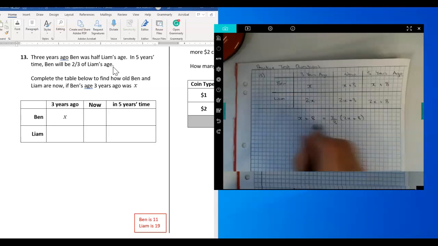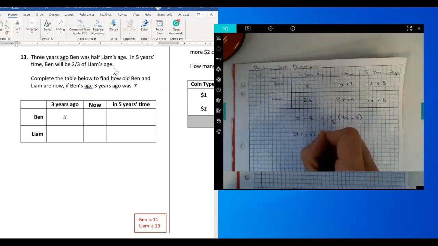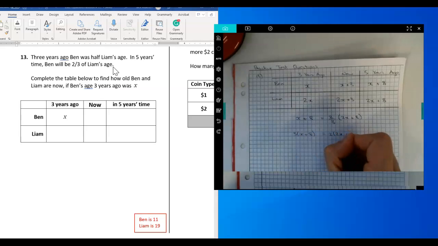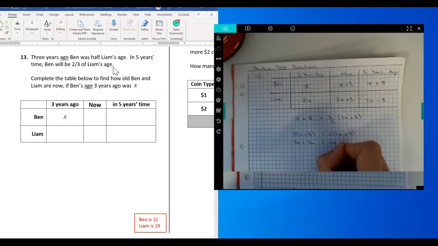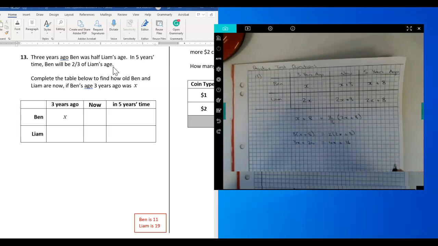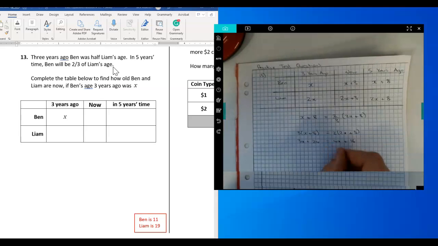So if I multiply both sides by 3, 3 by x plus 8 is equal to 2 by 2x plus 8. Expand these brackets. 3x plus 24 equal to 4x plus 16. Then if I am to simplify, if I subtract 3x from both sides, I'll be left with x here. Then if I subtract 16 from both sides, x will be equal to 8.